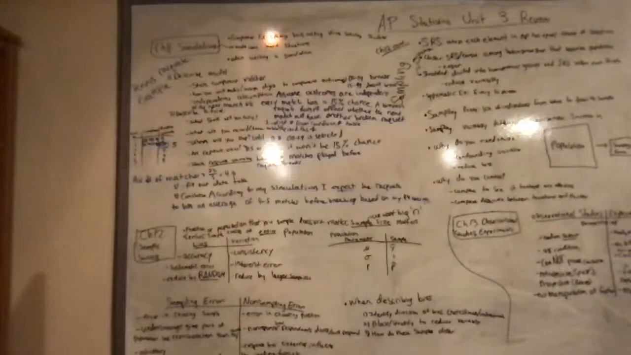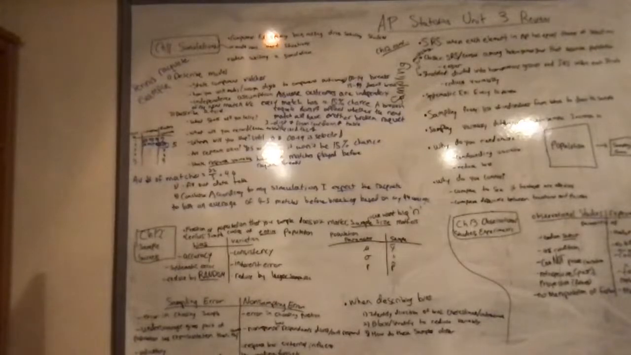And now sampling error versus non-sampling error. I forgot about census. Census is when the sample consists of the entire population. So you ask everyone, which can often be hard depending on how big the population is, which is why you cannot always use census.